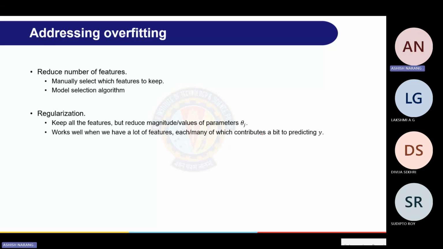Can we reduce the number of features in some way? Manually select which features to keep, or let the model select, right? There are certain algorithms which will select certain features, and then they build the model. The other option is regularization. Keep all the features, but reduce the magnitude of the values of parameters theta j. This works well when we have a lot of features, many of which contribute to better predicting y.